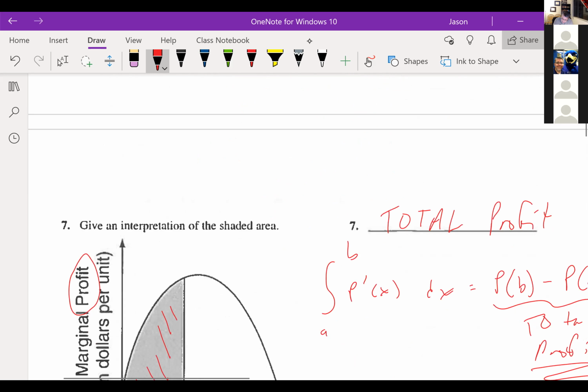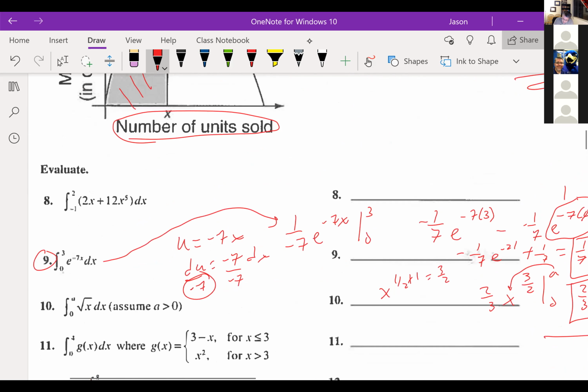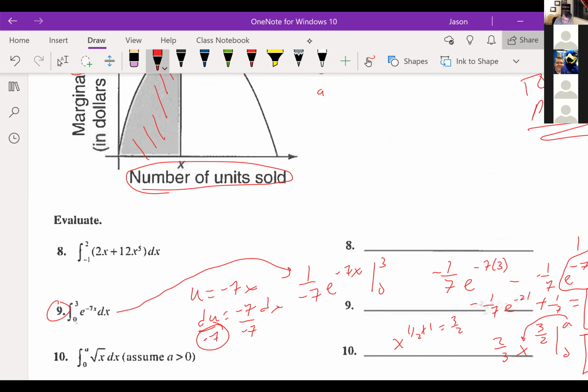Okay, 8. Again, this one we're going to just plug in. This is x squared over 2 plus 12 x to the 6 over 6. So this actually simplifies, evaluated from negative 1 to 2. This simplifies to x squared plus 2x to the 6th, evaluated from negative 1 to 2.